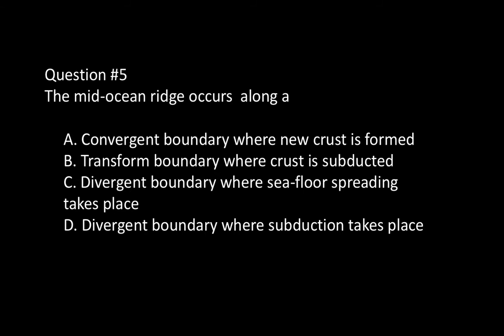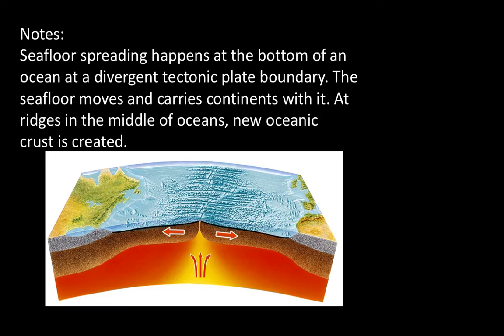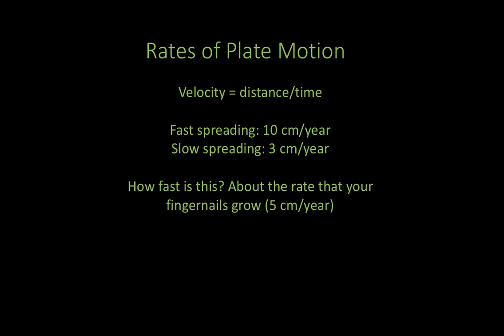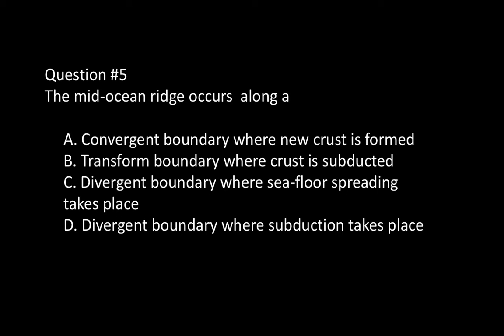Question number 5. The mid-ocean ridge, just to remind you, this is the mid-ocean ridge right here. The mid-ocean ridge is in between North America and Europe and the west coast of Africa. The mid-ocean ridge occurs along A. Convergent boundary where new crust is formed. B. Transform boundary where crust is subducted. C. Divergent boundary where seafloor spreading takes place. Or D. Divergent boundary where subduction takes place. And I'll give you just a second. Pause the video if you need to.